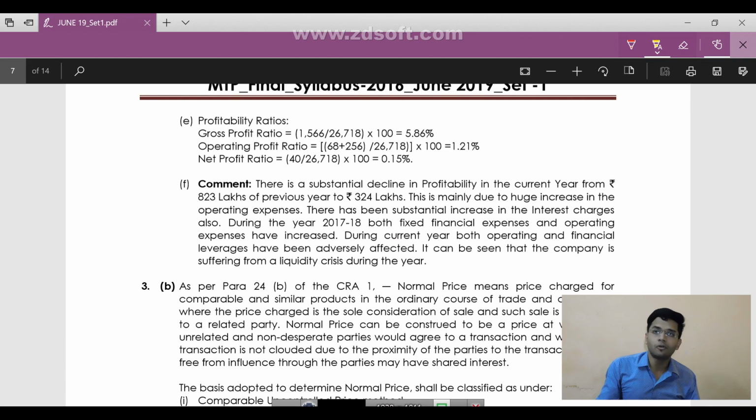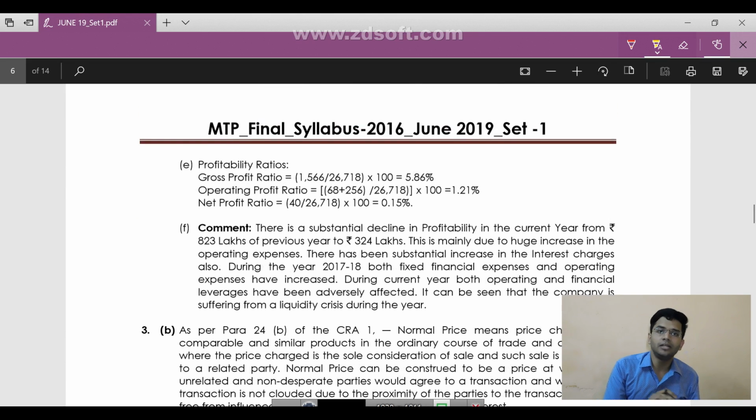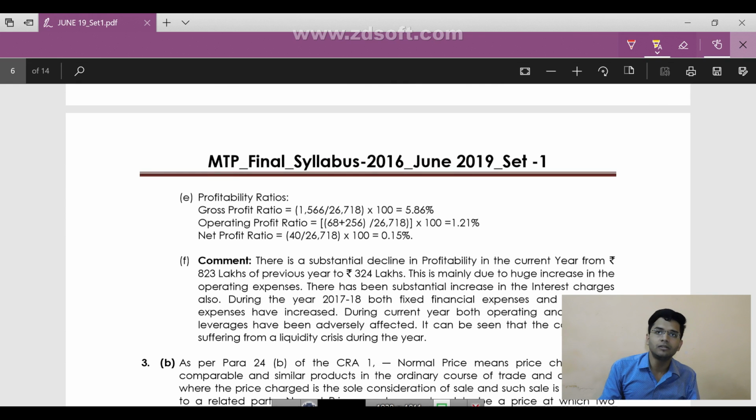Next will be the profitability ratio, guys. Profitability ratios are to be computed. There are two profitability ratios which are to be computed. One is gross profit ratio, second is net profit ratio. Gross profit ratio formula is pretty simple. Gross profit divided by sales.